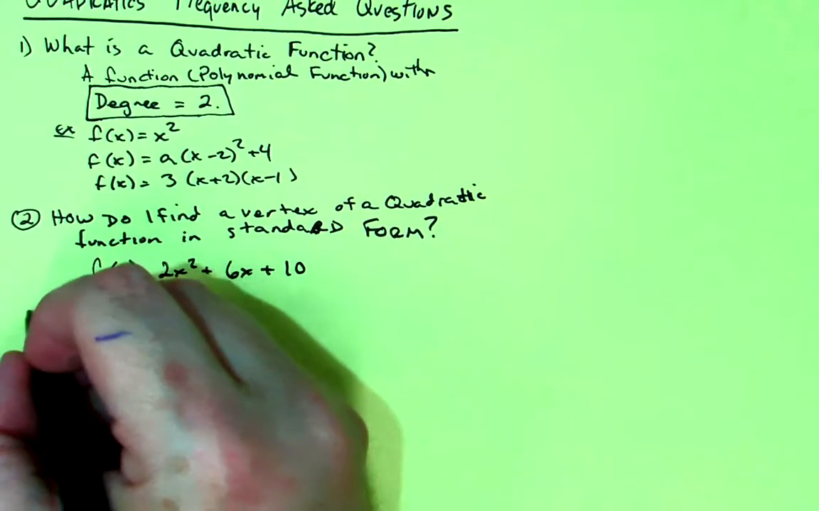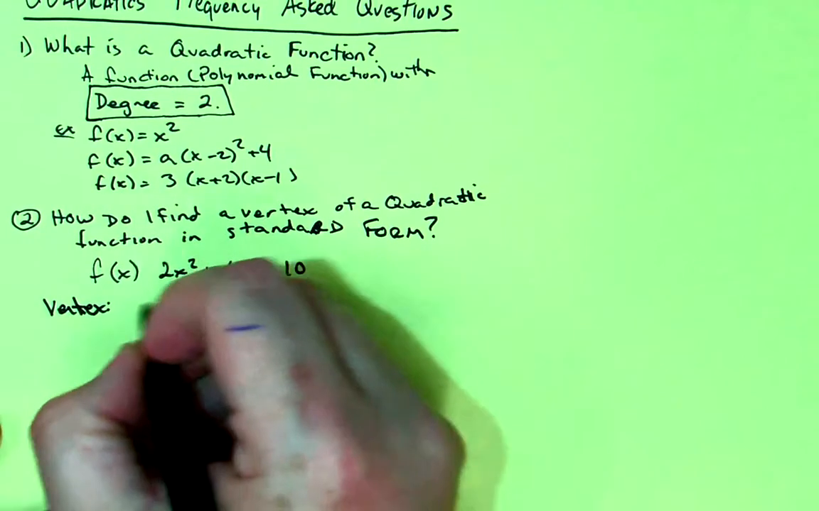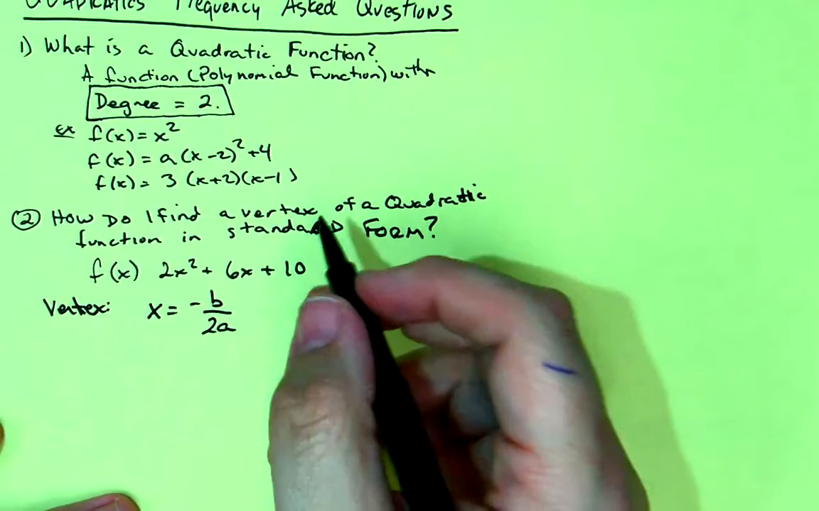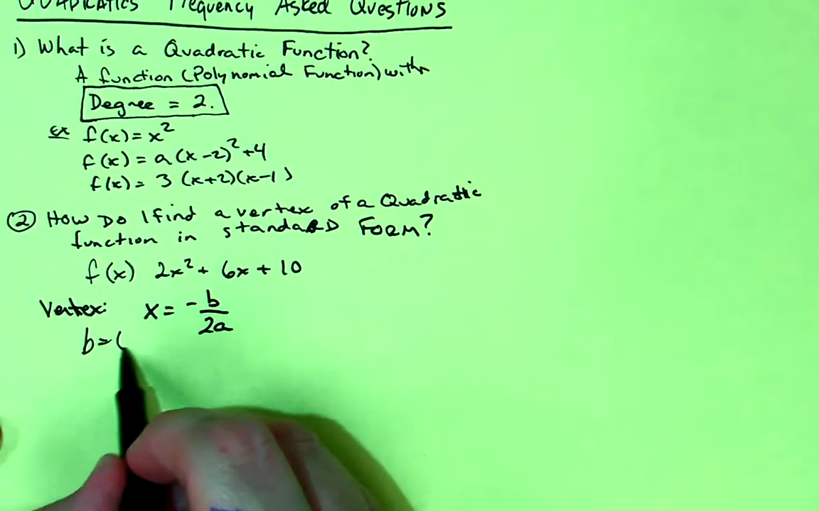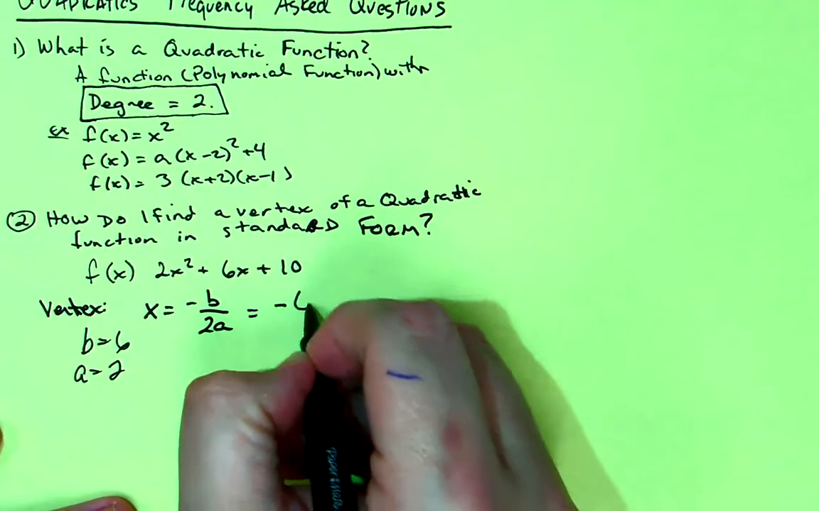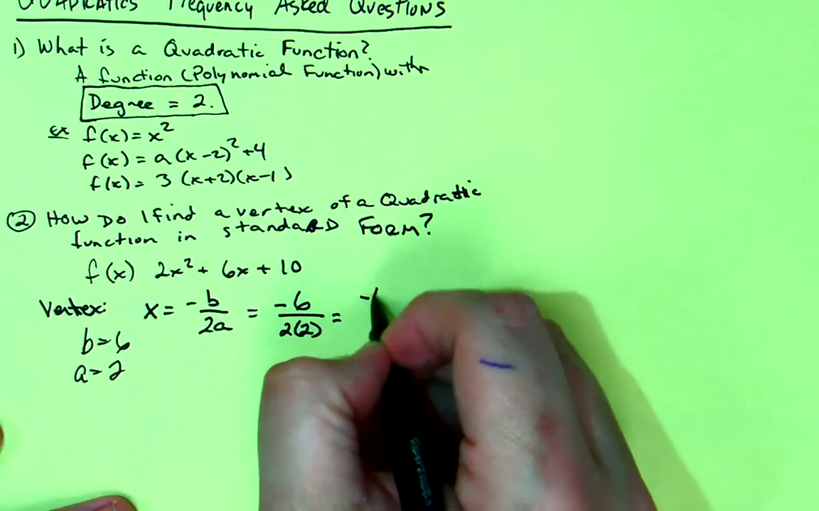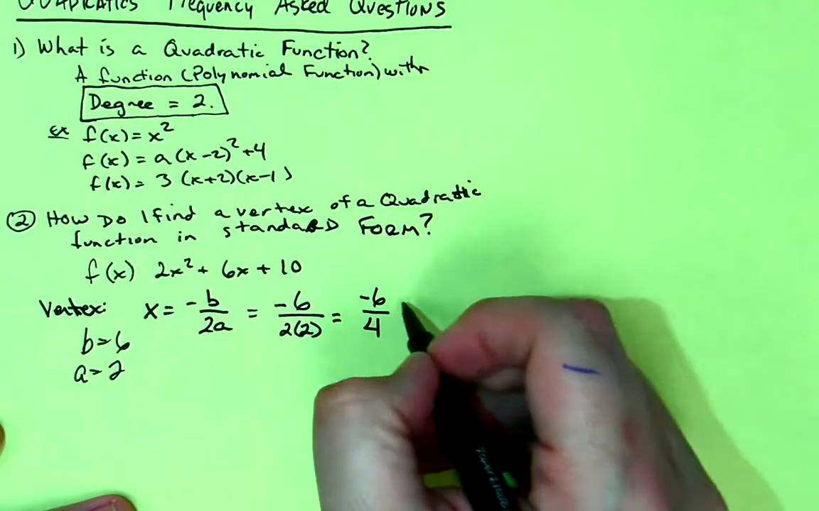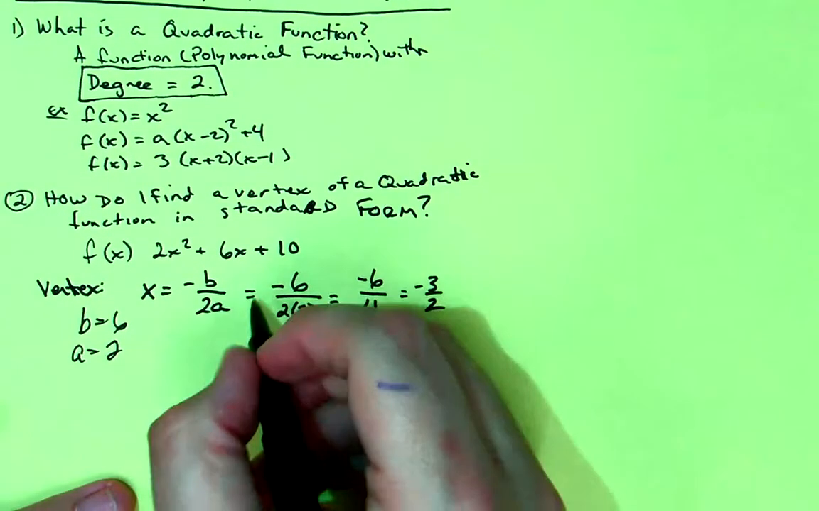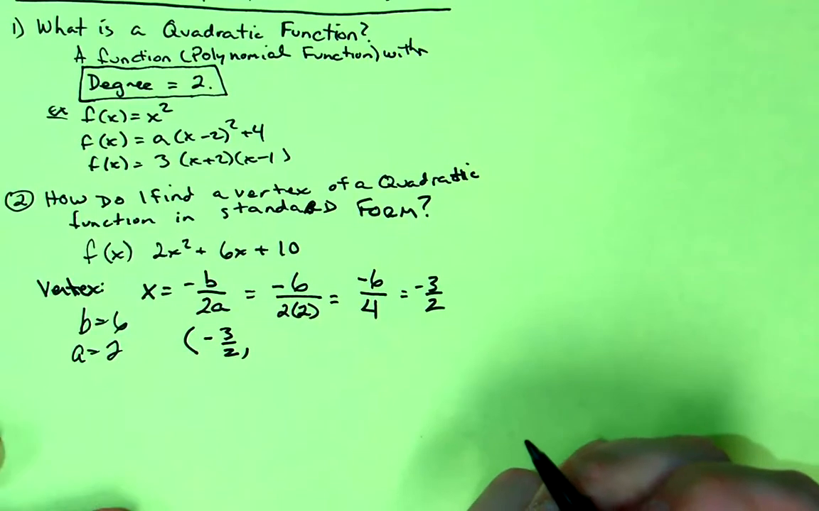Alright. The equation that we're going to use for the vertex, we'll use x is equal to negative b over 2a. We're going to start with that. In this case, my b is equal to 6. My a is equal to 2. So I'm going to say negative 6 over 2 times 2, which is negative 6 over 4, which is going to be negative 3 over 2. And that'll give me negative 3 over 2 as the first point.